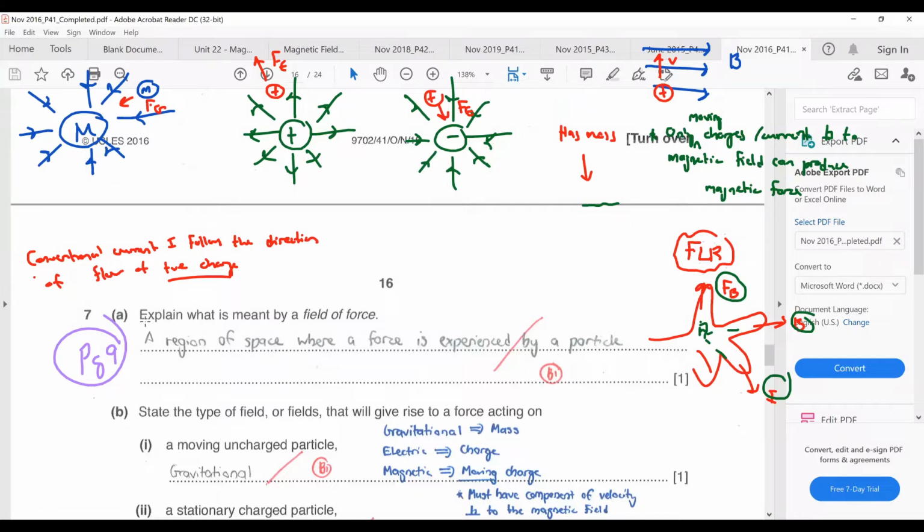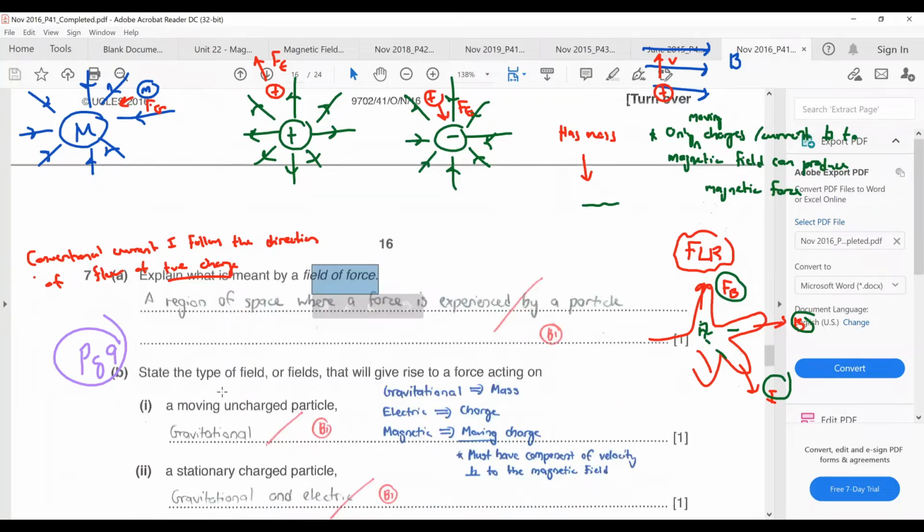A field of force is simply a region of space where a force is experienced by a particle. They're not asking you to define gravitational field, electric field, or magnetic field. They're just asking you to define what a field of force is in general. It's simply a region of space where a force is experienced by a particle. You don't need to describe anything more because they're not relating specifically to gravitational, electric, or magnetic. So you don't need to say anything more.